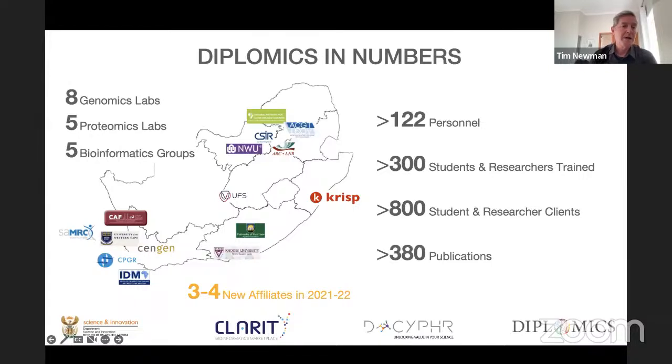So we have currently about 8 genomics labs, 5 proteomics labs, and 5 bioinformatics groups. But Shane and Padamoyo will expand on that in a bit. But we are a growing network as well. And over the last year, we've added new affiliates to our program. And I'll explain in a moment what that means and what's behind that.